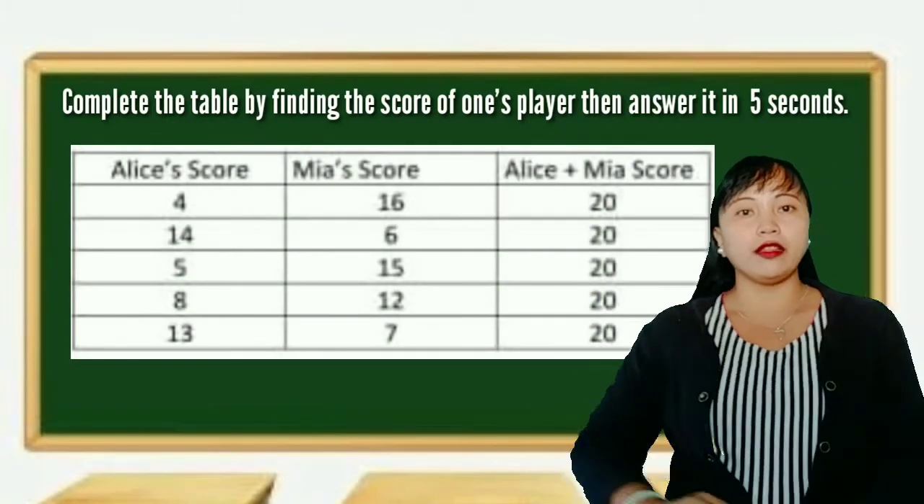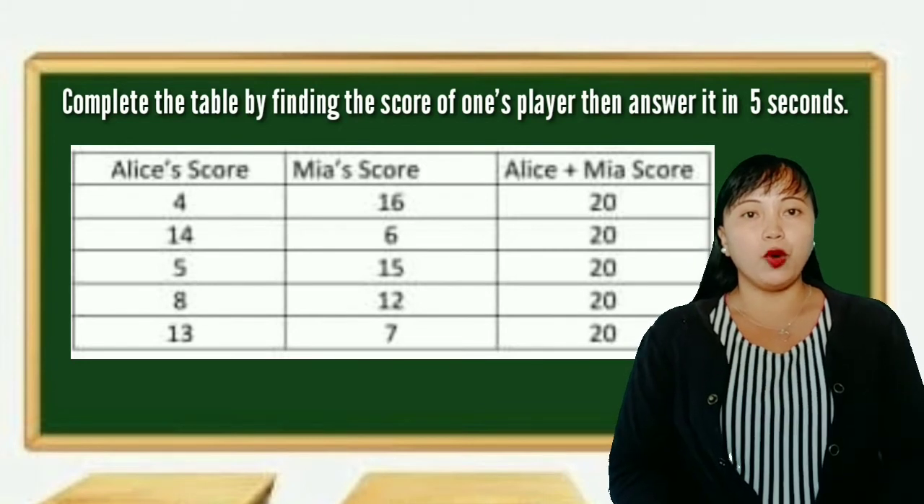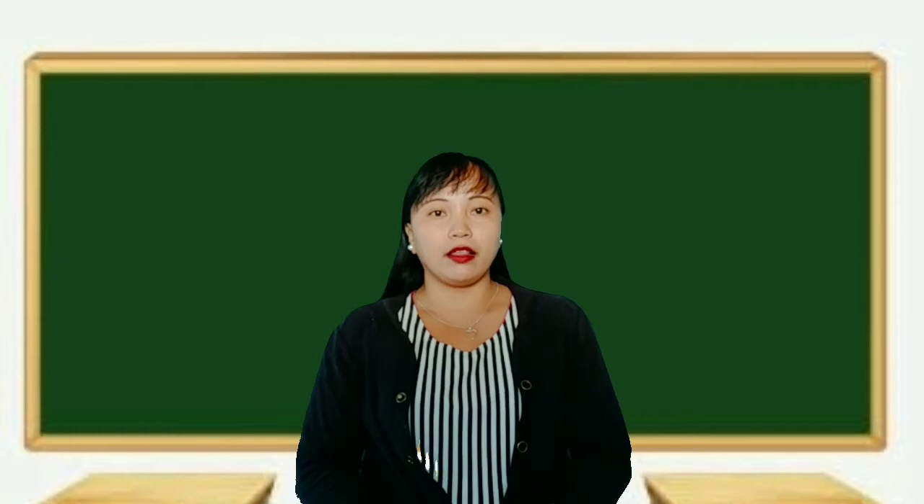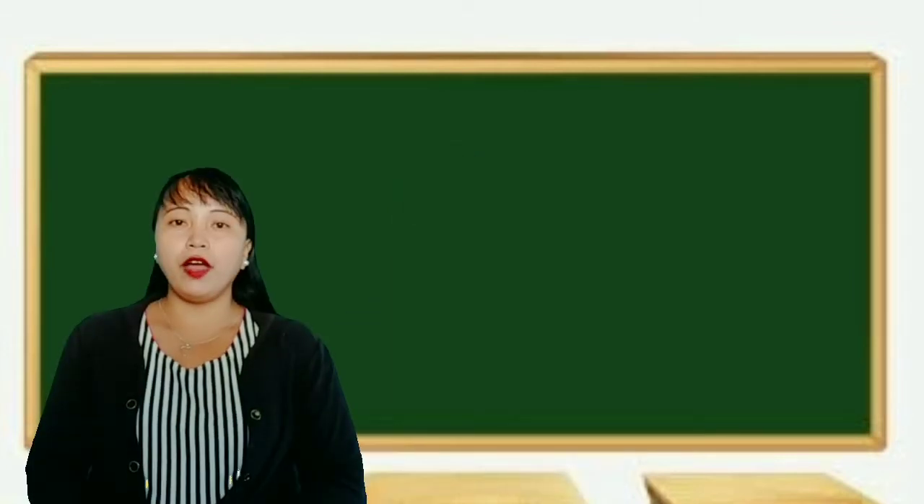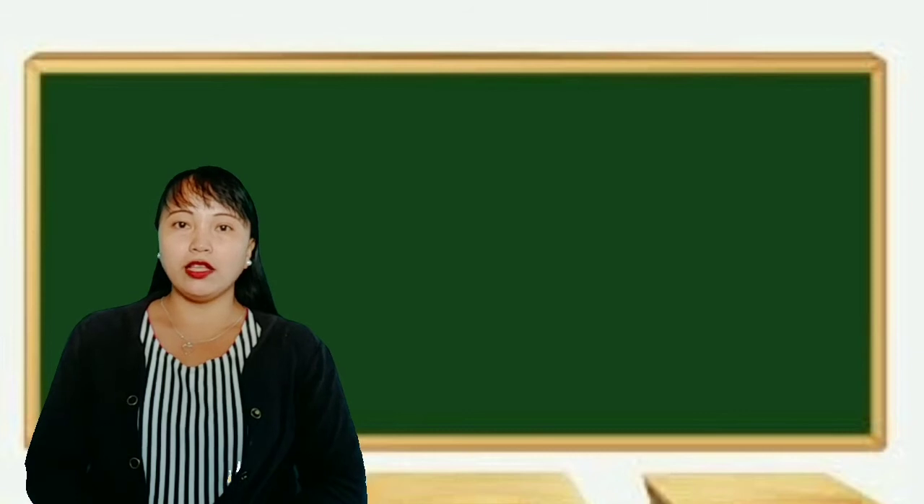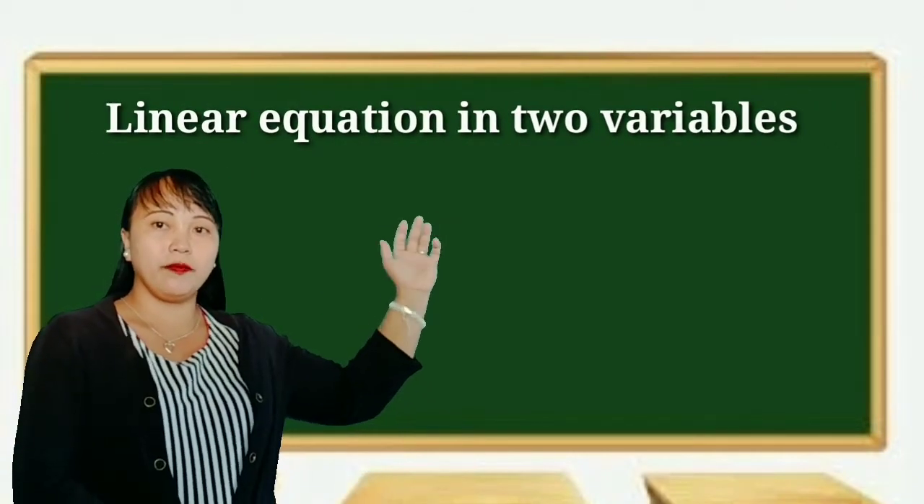How did you find the activity? Is it difficult to find the score if one player's score is given? Well, very good. I think you know the answer easily. Now, can you guess what our lesson for today is? Oh, very good. Our lesson is about linear equation in two variables.